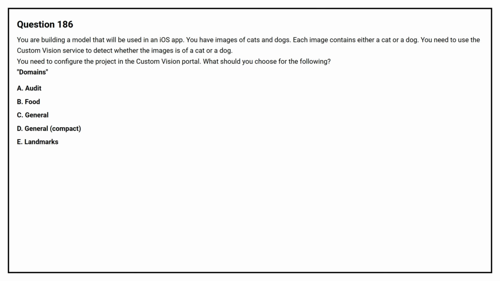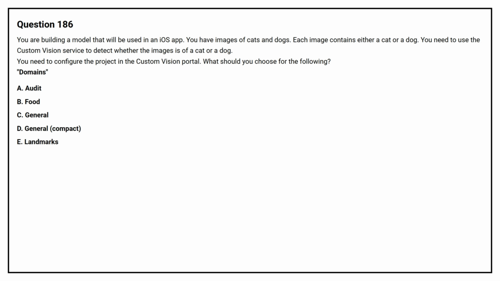Question number 186. You are building a model that will be used in an iOS app. You have images of cats and dogs. Each image contains either a cat or a dog. You need to use the Custom Vision service to detect whether the image is of a cat or a dog. You need to configure the project in the Custom Vision portal. What should you choose for the following?